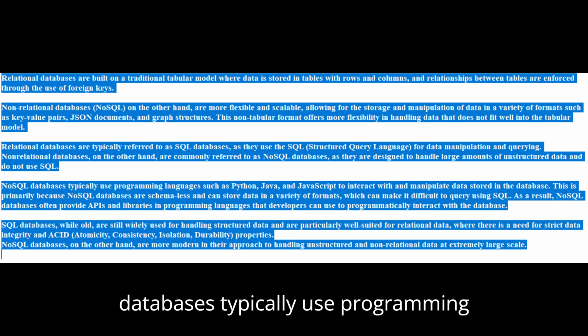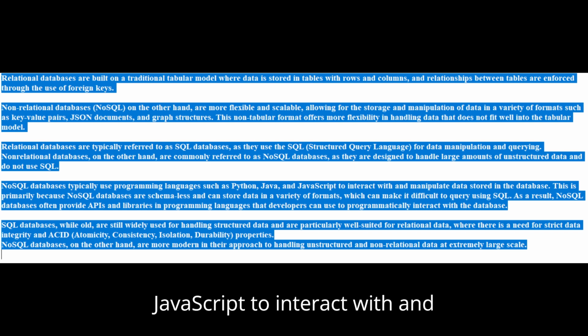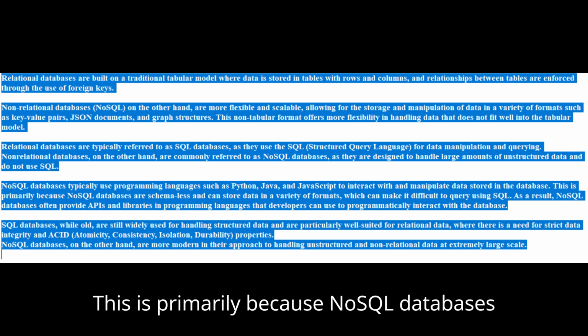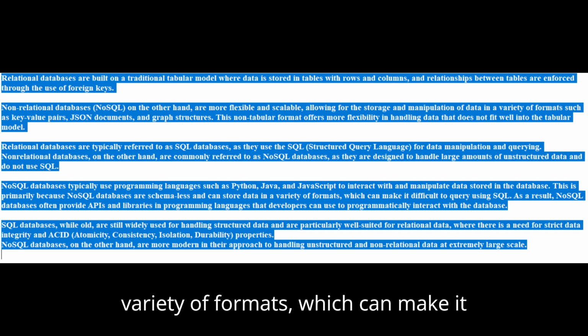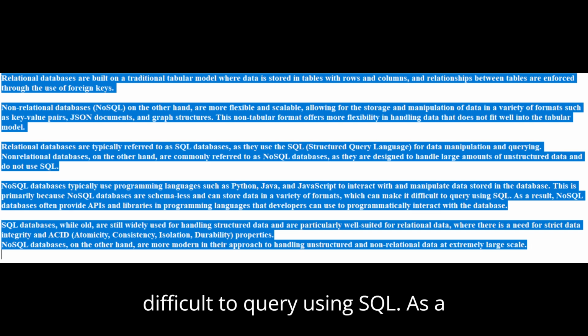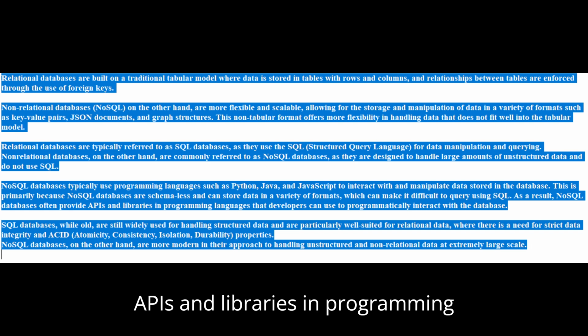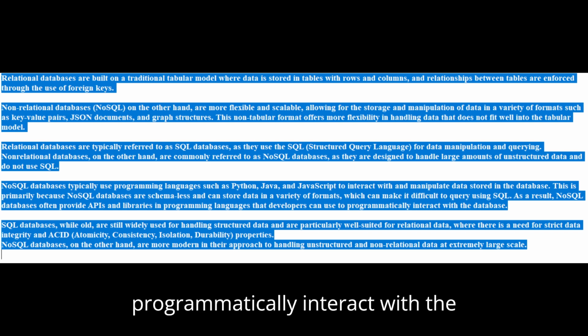NoSQL databases typically use programming languages such as Python, Java, and JavaScript to interact with and manipulate data stored in the database. This is primarily because NoSQL databases are schema-less and can store data in a variety of formats, which can make it difficult to query using SQL. As a result, NoSQL databases often provide APIs and libraries in programming languages that developers can use to programmatically interact with the database.